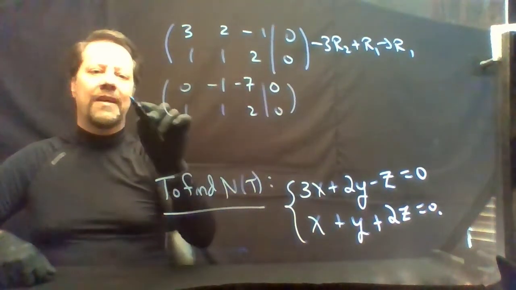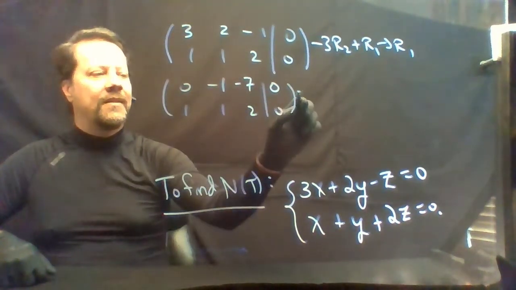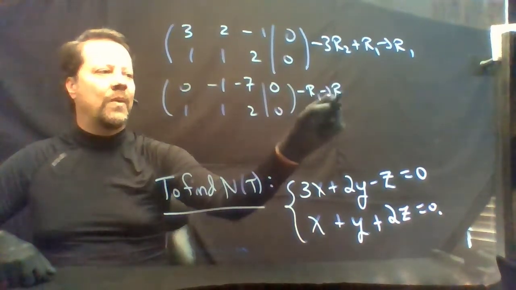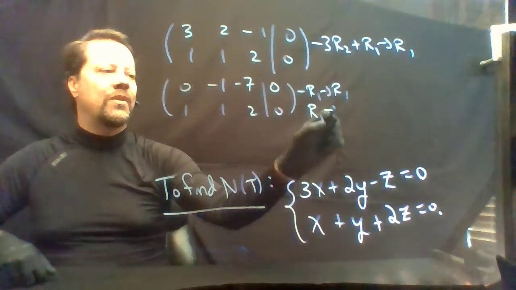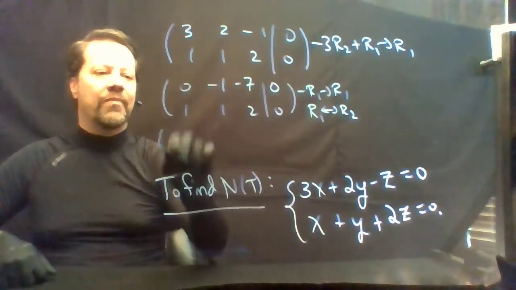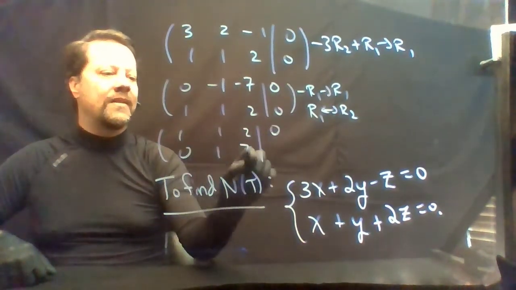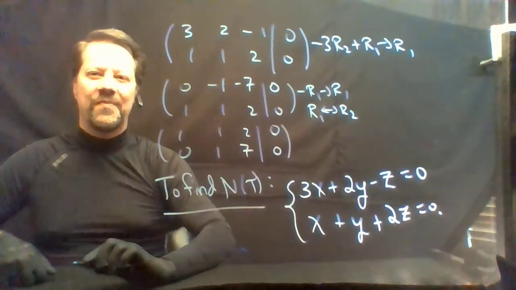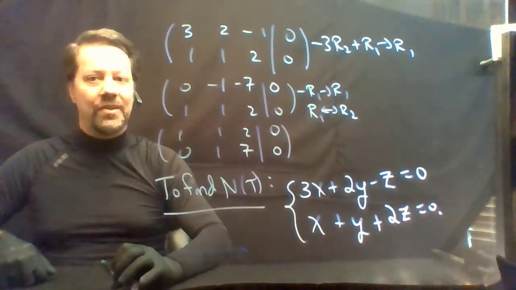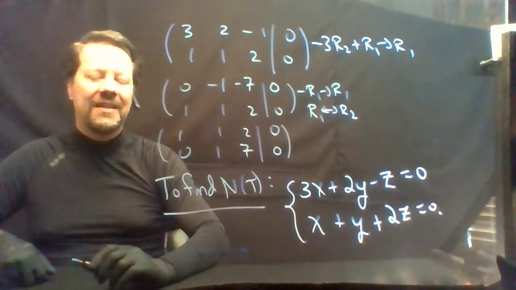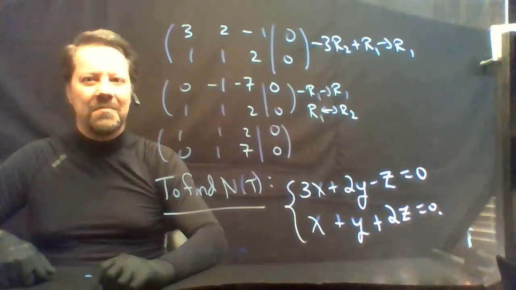If we multiply through by a negative 1, negative row 1 yields a new row 1, and then switch row 1 and row 2, we'll have 1, 1, 2, 0, 0, 1, 7, 0. We're now in row echelon form. One more step, and we will have reduced row echelon form.